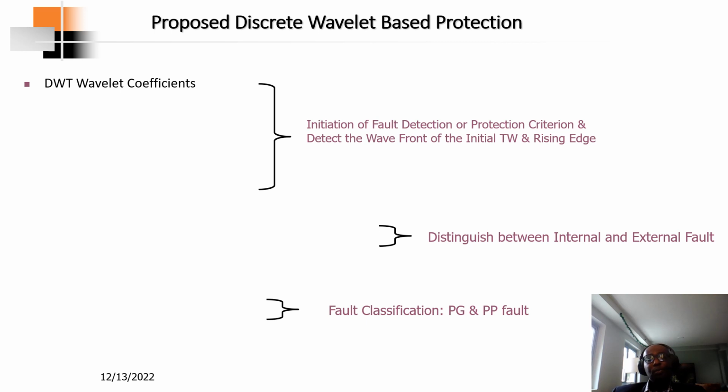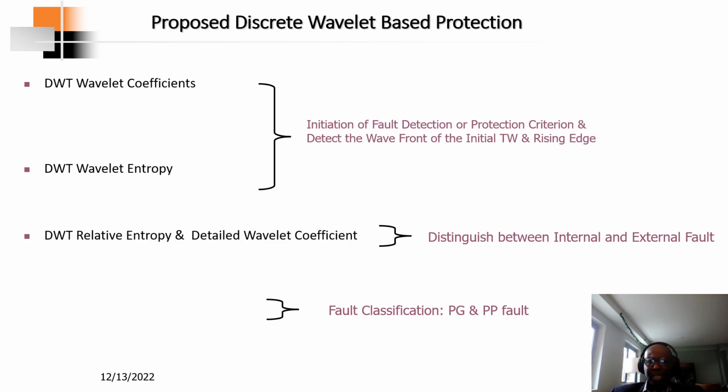Okay, so for the discrete wavelet transform-based protection, I'm utilizing the wavelet coefficient for the fault detection and protection criterion, and that detects the wavefront of the initial traveling wave. And I'm also utilizing the wavelet entropy to identify initiation of fault detection.